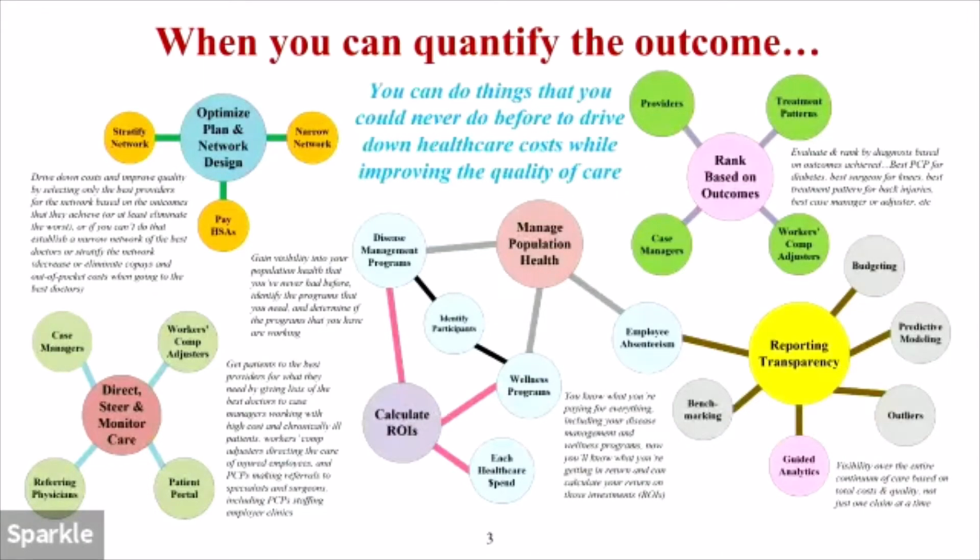But even as an employer, there's still a number of things you can do to optimize your network. For example, you can stratify it. When you stratify a network, you say you can go to anyone in the network you want to, but if you go to these very best doctors that I know will cost less and get you better care, I'll eliminate or I'll decrease your copays and your out-of-pocket costs.